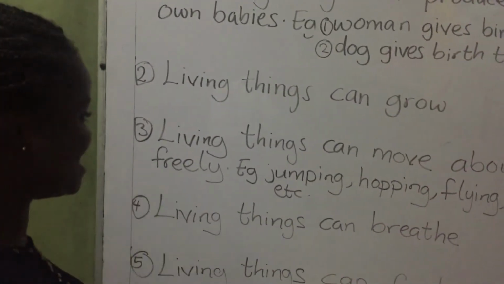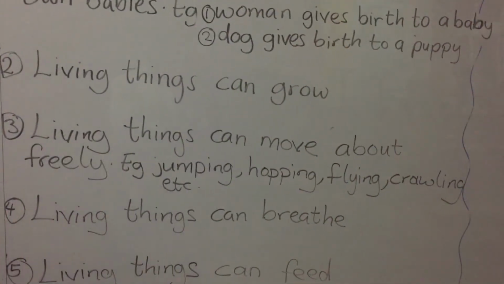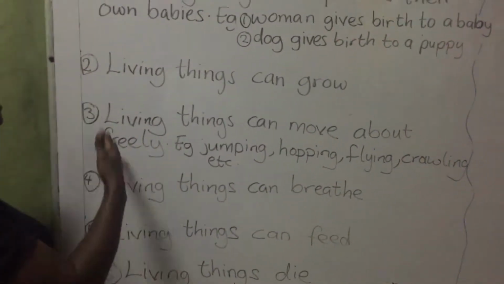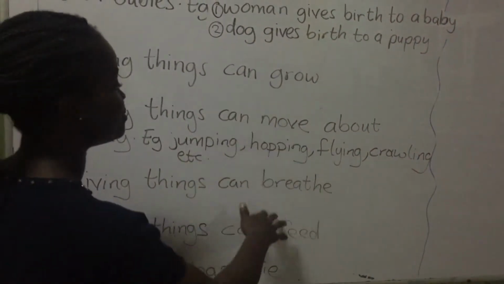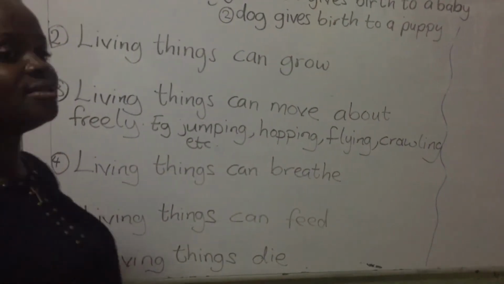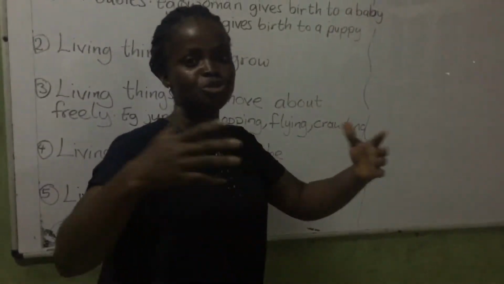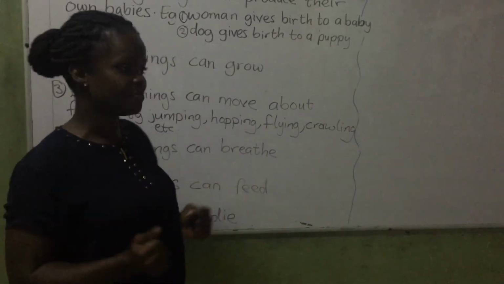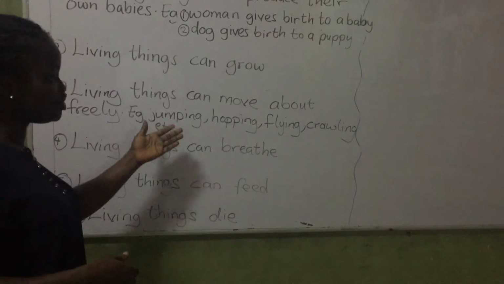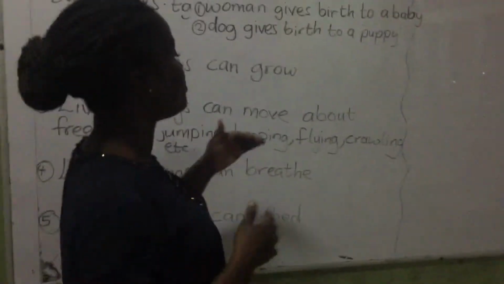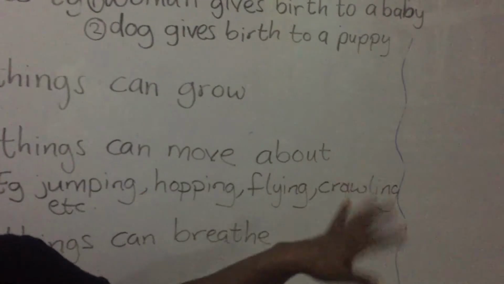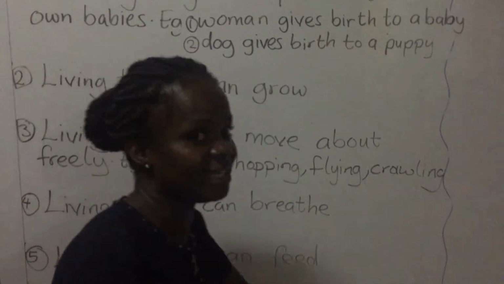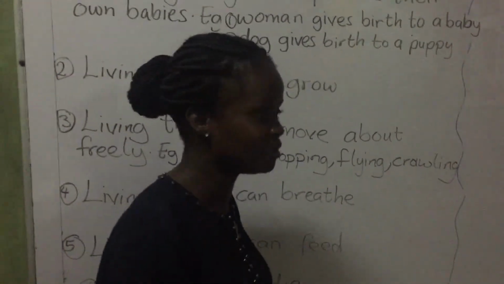Number 3. Living things can move about freely. So, what can we do to show that we can move about freely? Example, jumping, hopping, flying. What living thing do you think flies? Birds. Crawling. You know our babies, they crawl. Good.